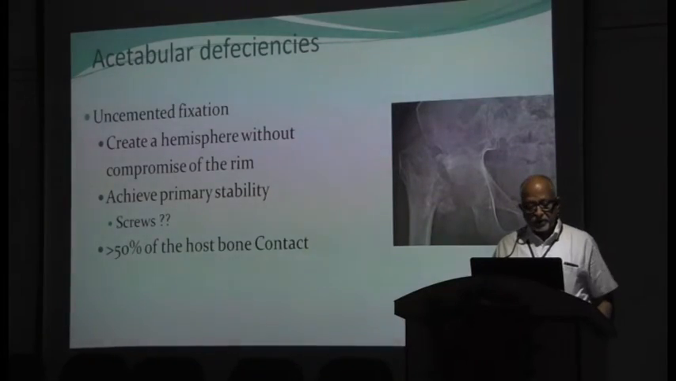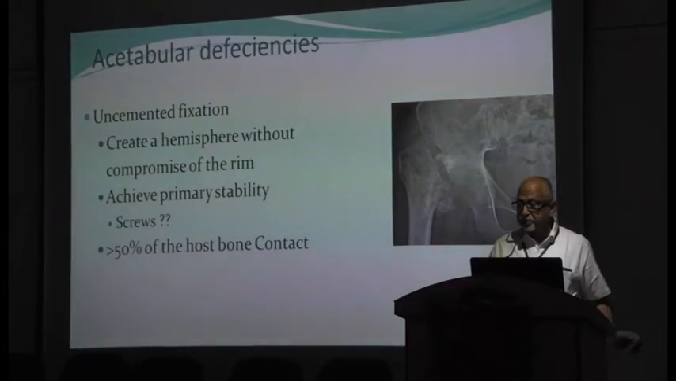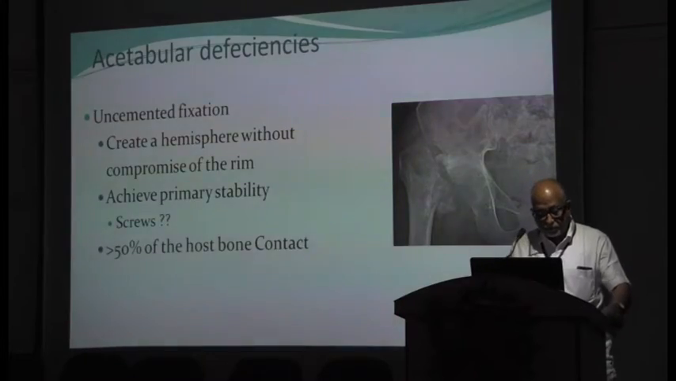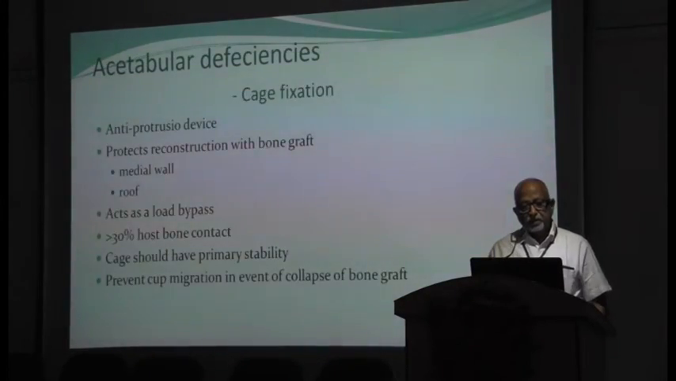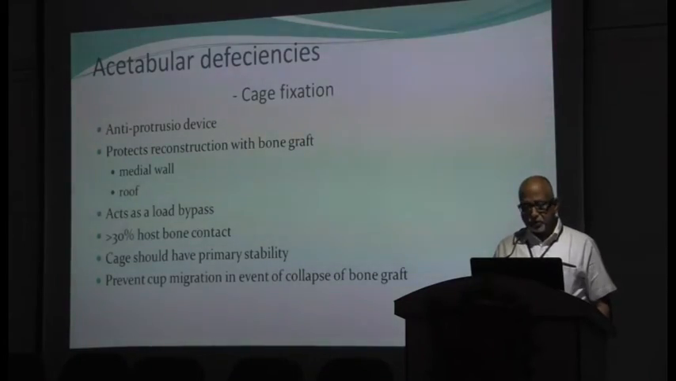Uncemented fixation in the acetabulum is the choice, unless you are not able to create a hemisphere where you can give a press fit. Achieve primary stability one way or the other. And when you're using an uncemented cup, you should have at least 50% bone contact in the acetabulum. Cage fixation is commonly used for acetabular deficiencies.